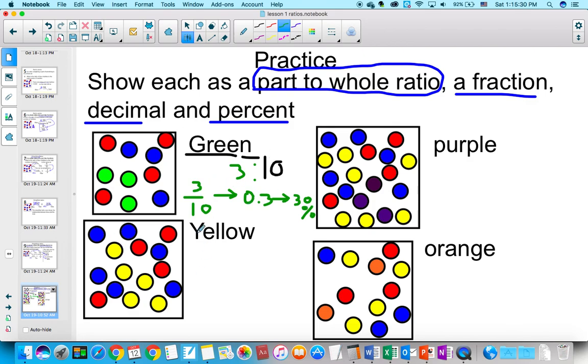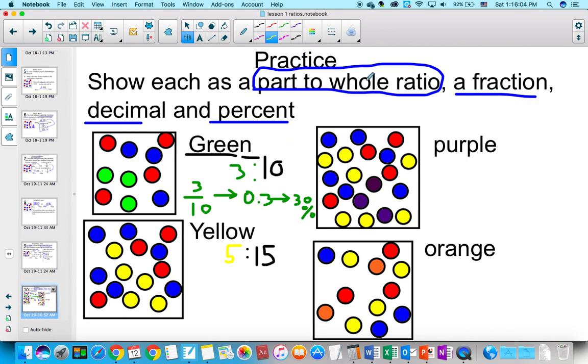Let's do the next one. The ratio of yellow to the total. So how many do we have? 1, 2, 3, 4, 5, 6, 7, 8, 9, 10, 11, 12, 13, 14, 15. So our whole set is 15, right? And then we count up our total number of yellows. 1, 2, 3, 4, 5, right? Hopefully it's easy to see. We have 5 to 15. That's our part to whole ratio.